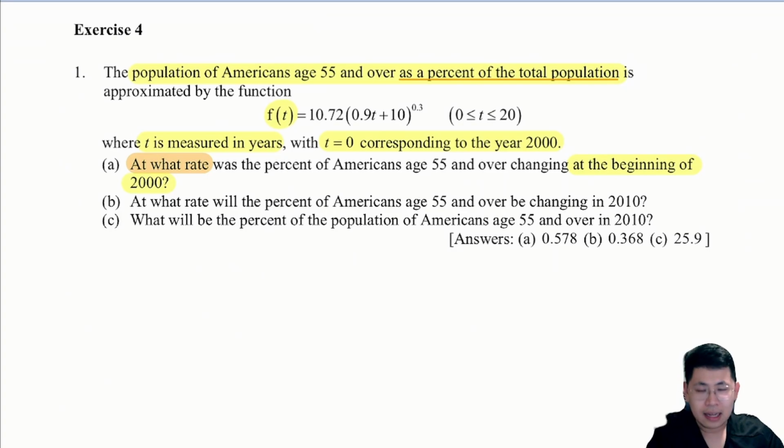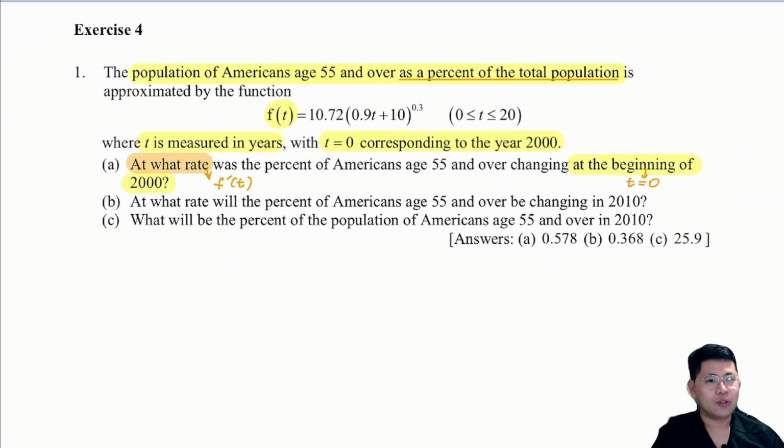Okay, so let us analyze one by one. First one, at what rate? They are asking us to find the rate of change, correct? So if it's simply just rate of change, then this was just like a dy/dt or a dx/dt. Because this is defined in terms of f, I'm going to look for f prime of t like this. Second one, at the beginning of 2000, this is t equals to 0.